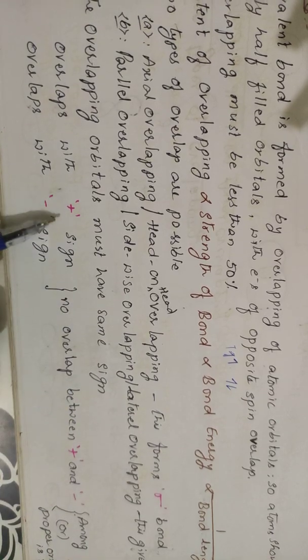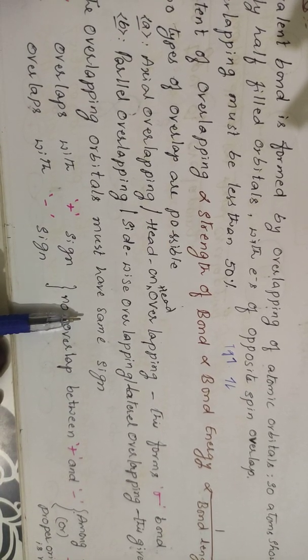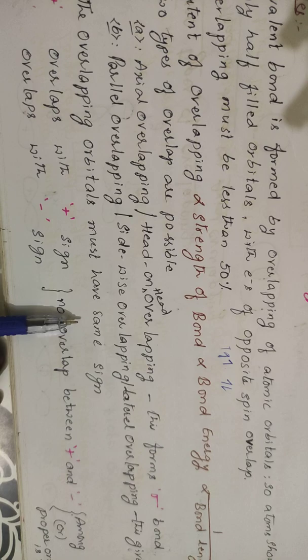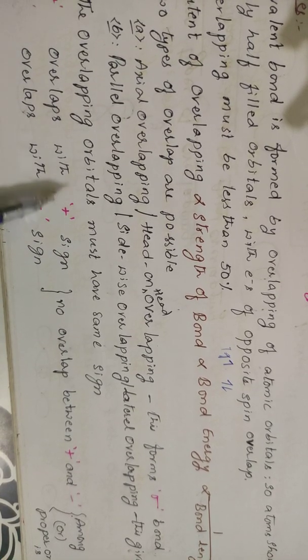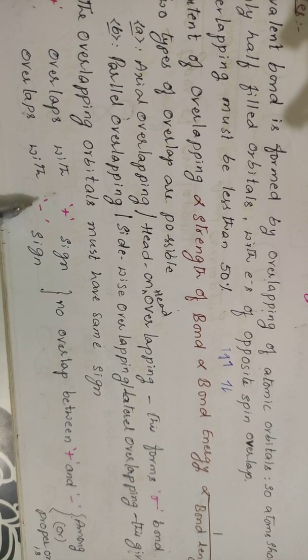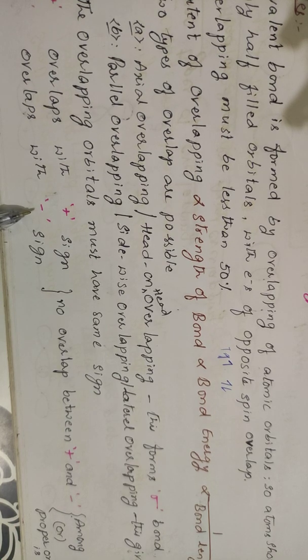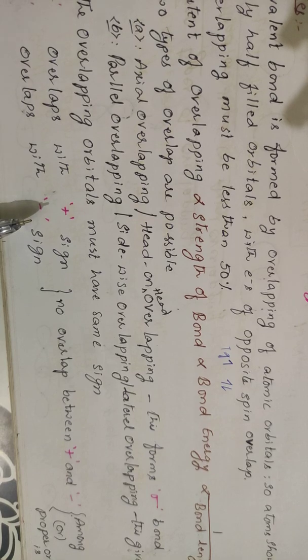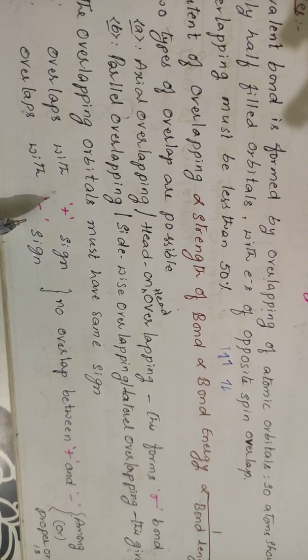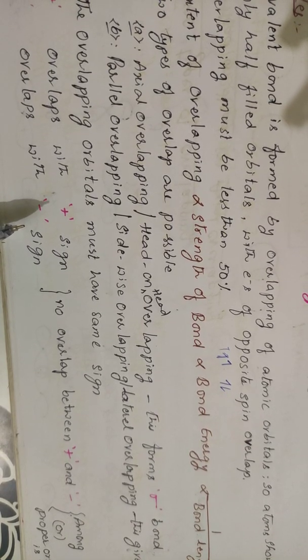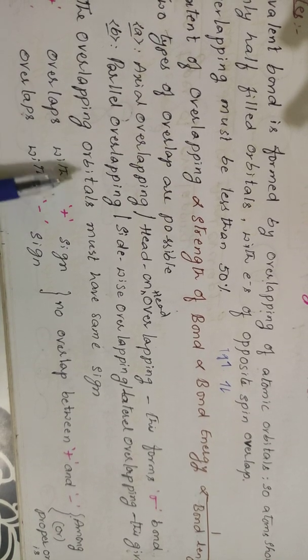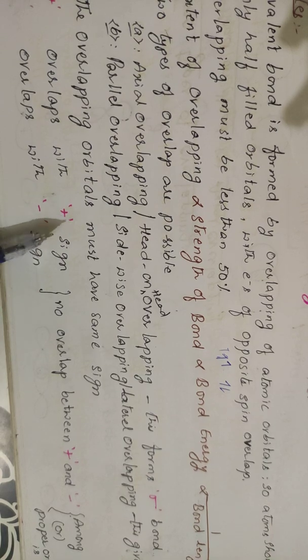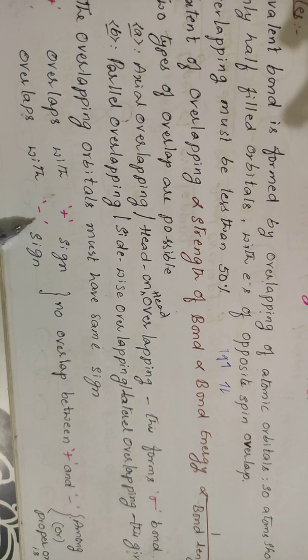And the overlapping must have the same signs. Whatever orbitals are getting overlapped with one another will have the same signs. Plus will overlap with only plus, minus will overlap with only minus. Don't go for the mathematics or application rules of physics, like plus repels plus, plus attracts minus. Don't think that way. In chemistry, one orbital with a plus sign overlaps with the other orbital with the same sign. In the same way, negative overlaps with negative.